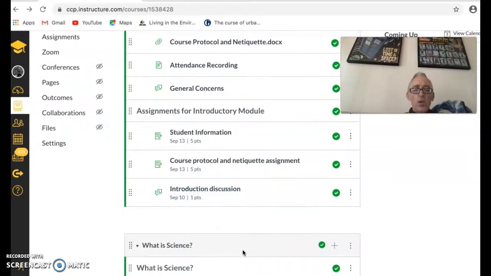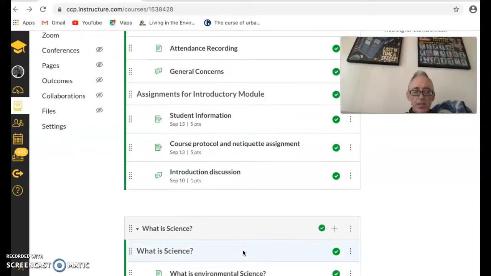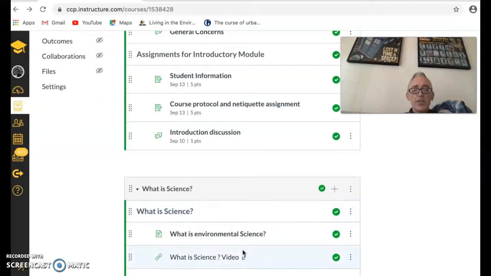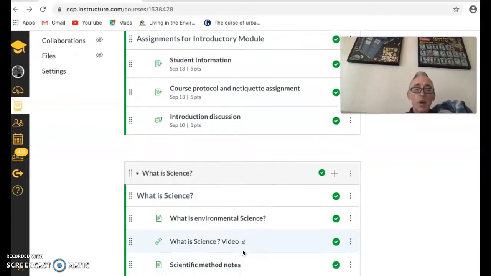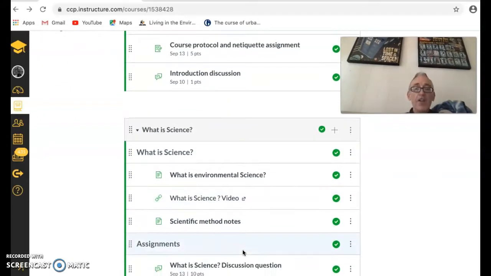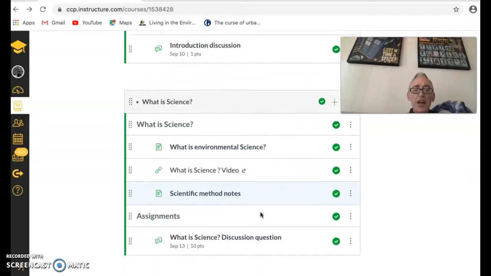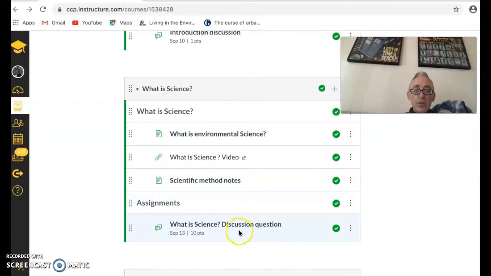Okay. Also in week 1, we're going to start into some of the topic areas. One of these topic areas is basically what is science? What is environmental science? I've done some notes relating to what is environmental science, some notes relating to scientific method. If you click on these and read them, it'll give you an overview. There's also some short videos which I'll be using as I go through the course, and then a discussion question.